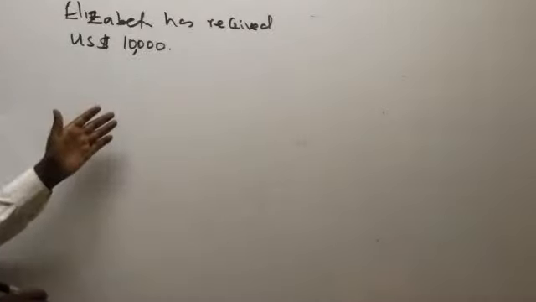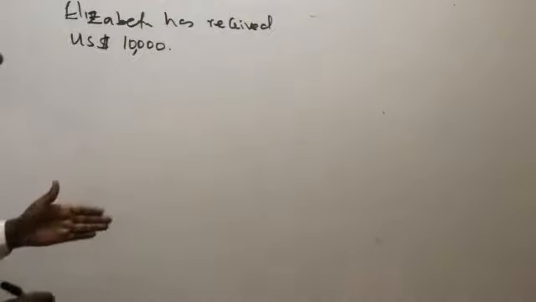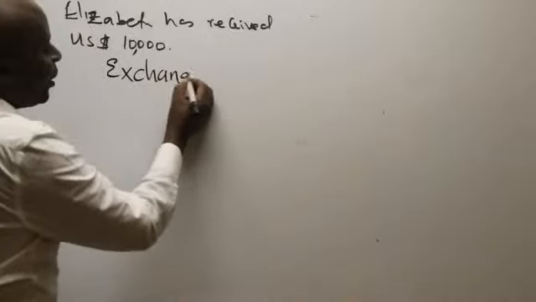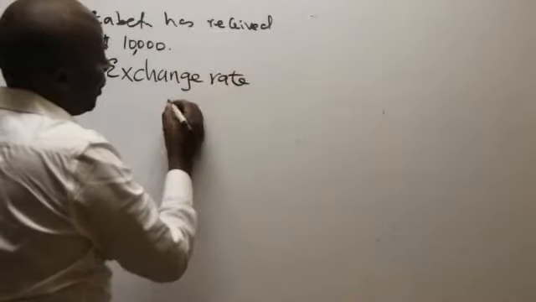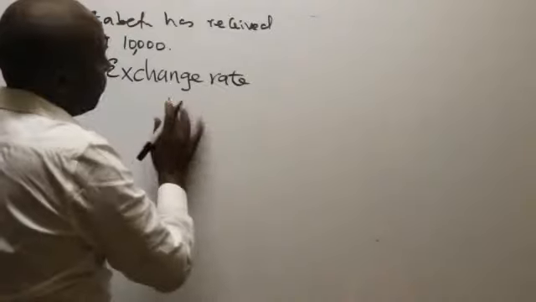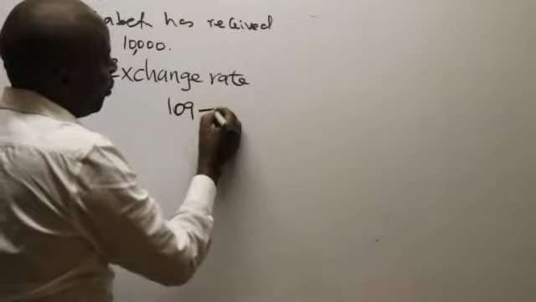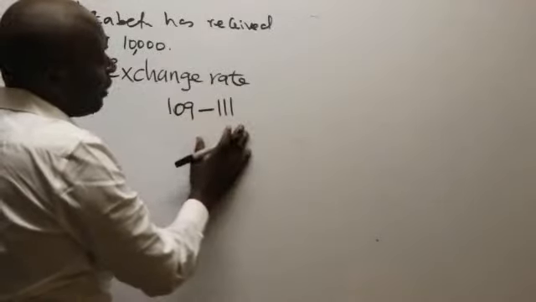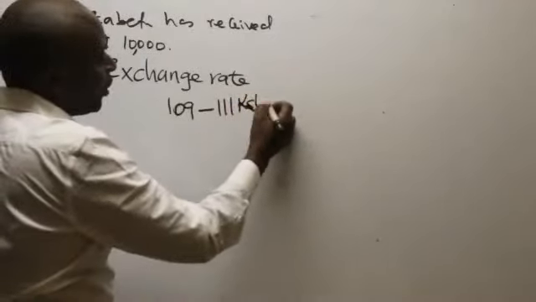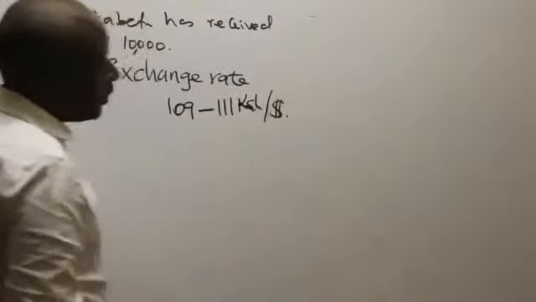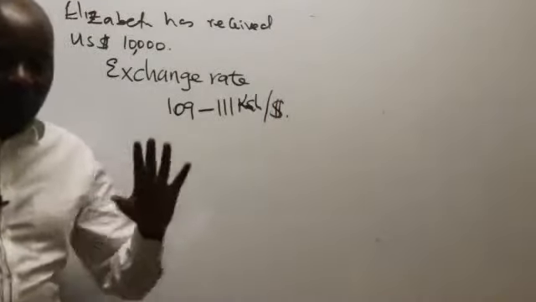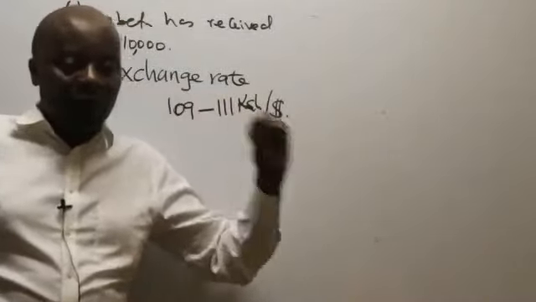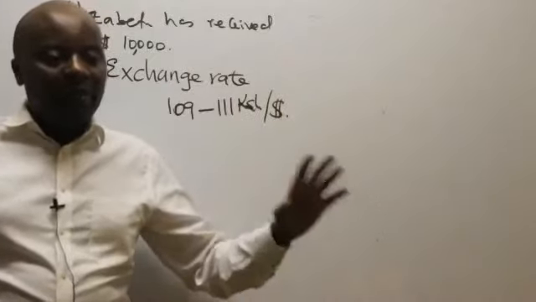Now she goes to a foreign exchange bureau, and the foreign exchange bureau gives her this exchange rate. 109 to 111. I'm exaggerating. It can't be this wide nowadays. To 111 Kenya shillings per dollar. So Madam Elizabeth goes to the exchange bureau and gets that red board. It has a lower limit and an upper limit. 109 to 111 Kenya shillings per dollar.